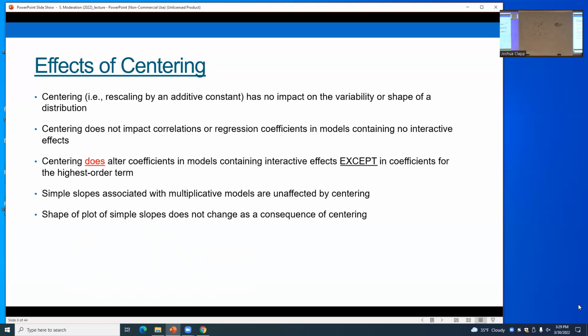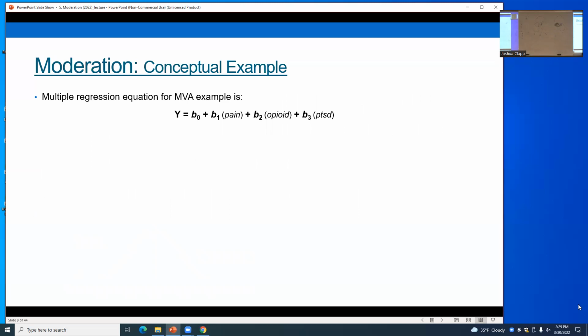Simple slopes, which we'll get into, are not impacted by centering. The shape of the simple slopes is not impacted by centering. We're going to talk about how this facilitates our interpretations and why we're doing this once we get into the nuts and bolts of things. But just knowing what the impact of centering does and doesn't do to your models is a really nice check to make sure that you've done things correctly and that you haven't made any mistakes.